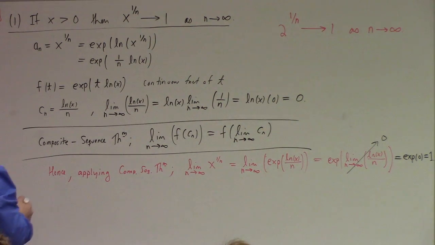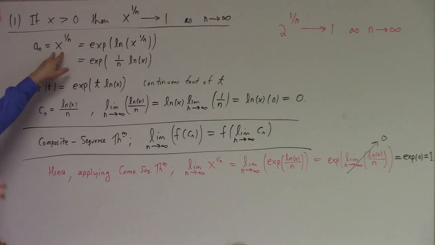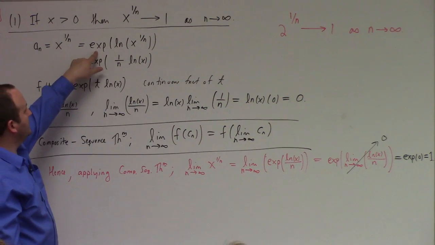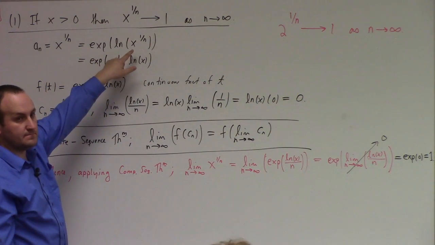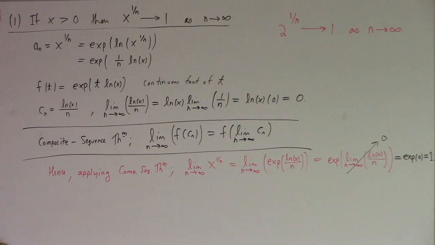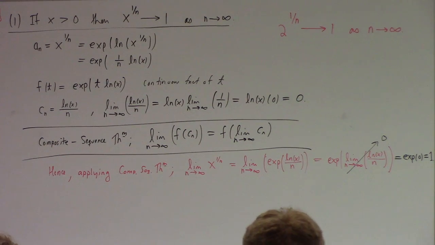Okay, let's prove it. For the proof, we can use the composite sequence theorem. We can rewrite x to the 1 over n as the exponential of the natural log of x to the 1 over n. Why can I do that? What do I need to know about the thing I'm doing this trick to? Before I can take the natural log of something, what do I need to know about it? Positive, right. If it's not positive, it's not a good thing.